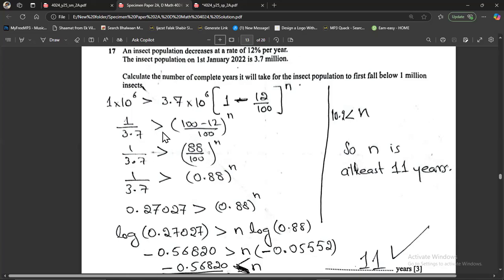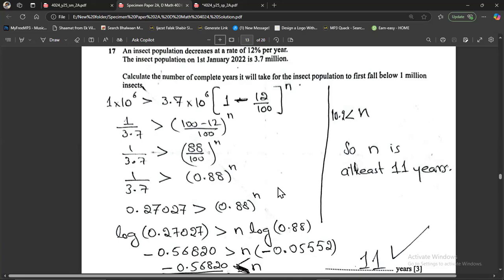And less than this becomes 100 minus 12 divided by 100. I took the LCM inside the bracket. Raised to this, 88 by 100, that's 0.88 raised to power n. And when you divide 1 by 3.7, you get 0.27027, less than 0.88 raised to power n. Now the variable which I want to find out is in the power. So now it's very difficult for us to get the value of that.